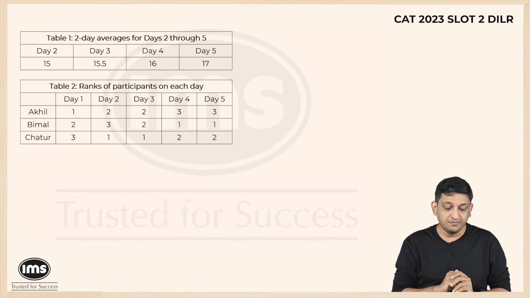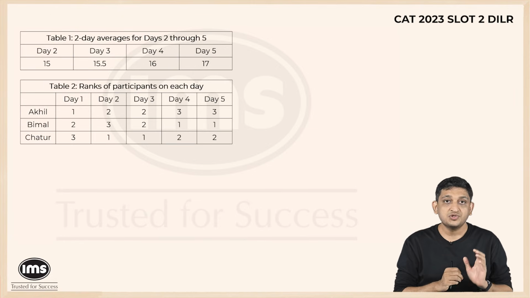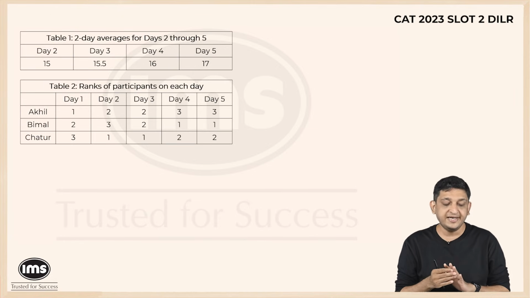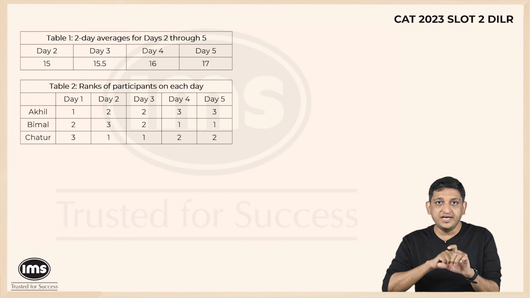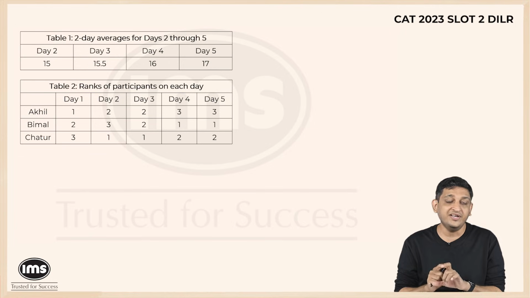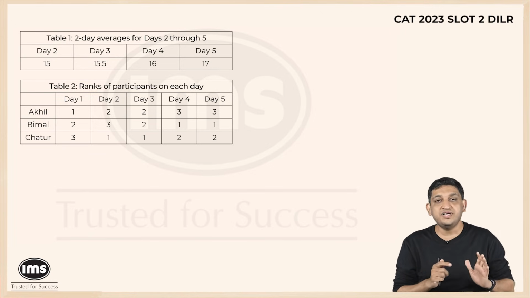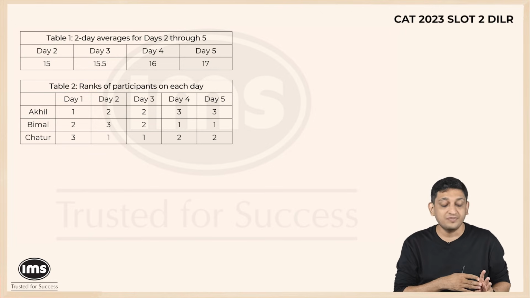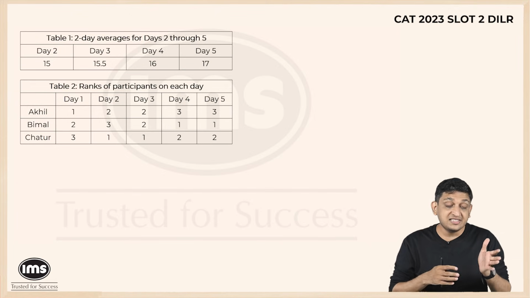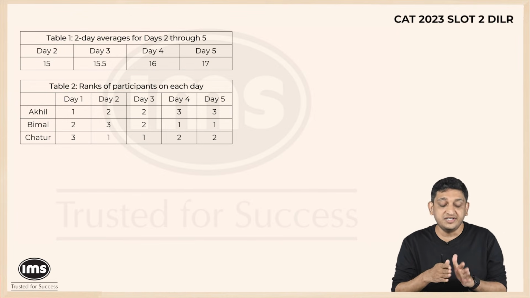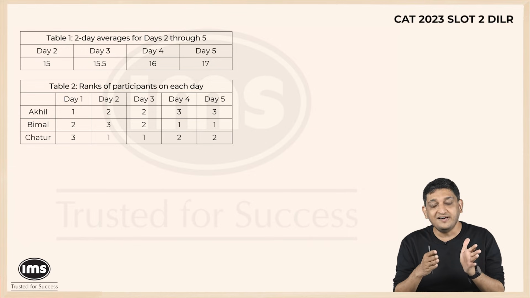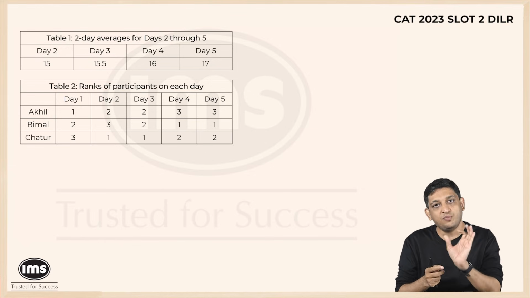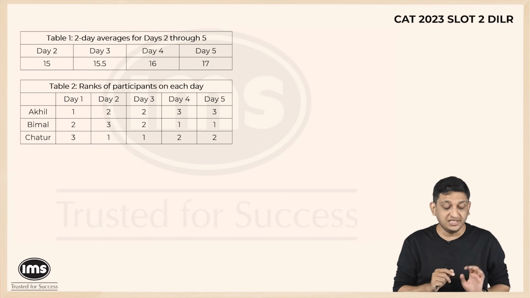Now we know the 2-day averages for days 2 through 5 that have been given to us. So day 2, as I mentioned, day 1 plus day 2 will be 30, 15 into 2. Day 3, the average of day 2 plus day 3 is 15.5, meaning the total will be 15.5 into 2, that is 31. The average of days 3 and 4 is 16, so the total will be 32. The average of days 4 and 5 is 17, which means that day 4 plus day 5 will be 34. So that is what we know here.